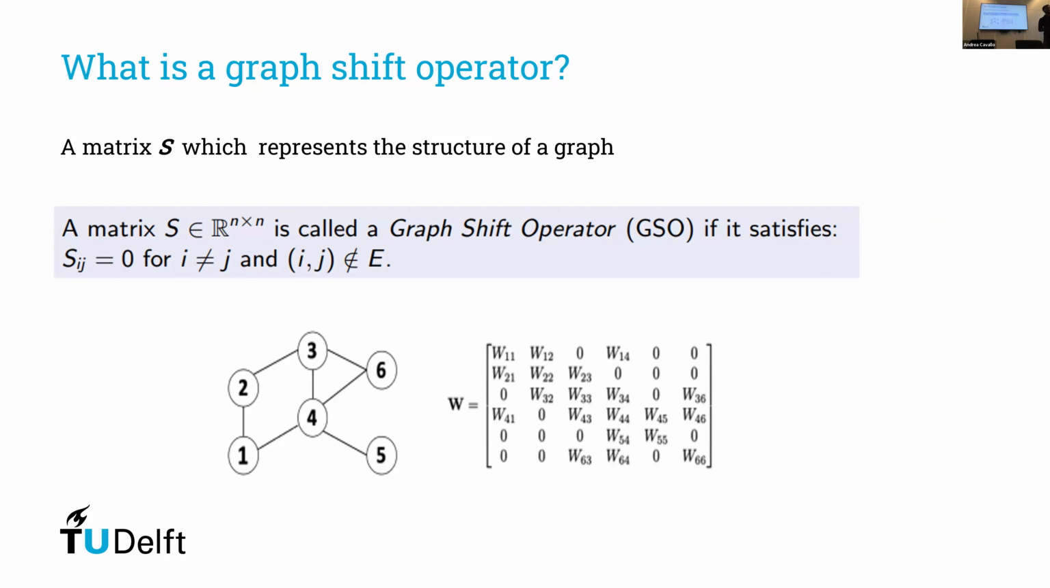So first, what is a graph shift operator? A graph shift operator is just a matrix that defines the structure of the graph, and the only property the matrix needs to satisfy is that when there is no connection between two nodes, the entry for that link in the matrix should be 0. When there is a connection between two nodes in the graph, then you have a real value in the matrix.